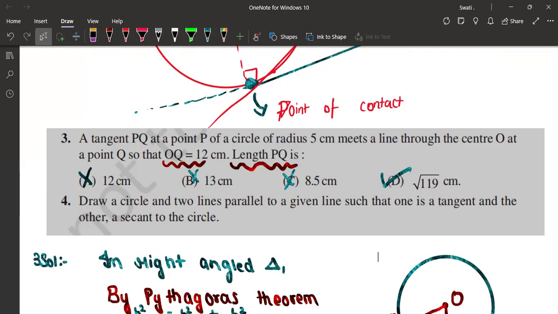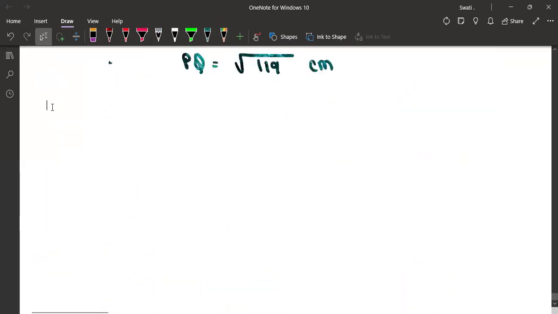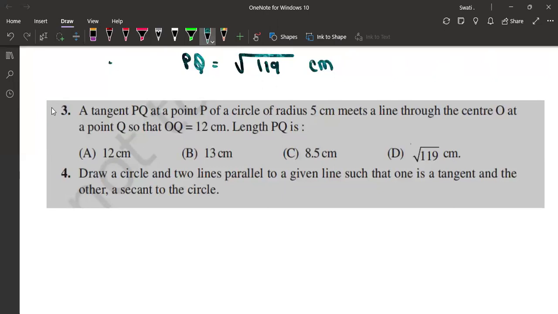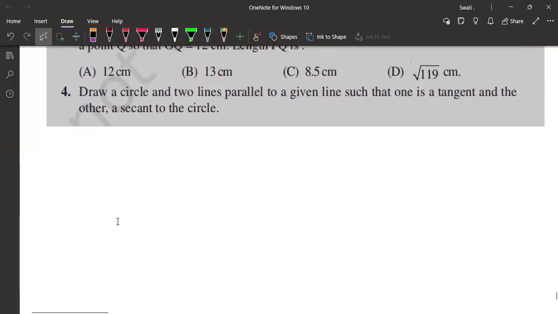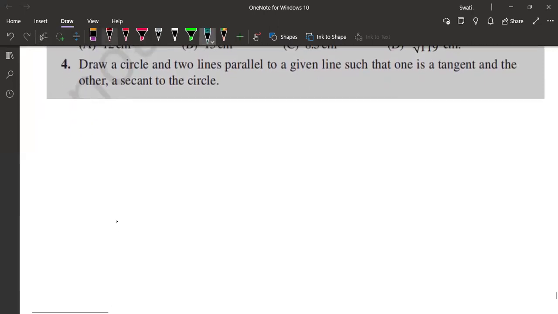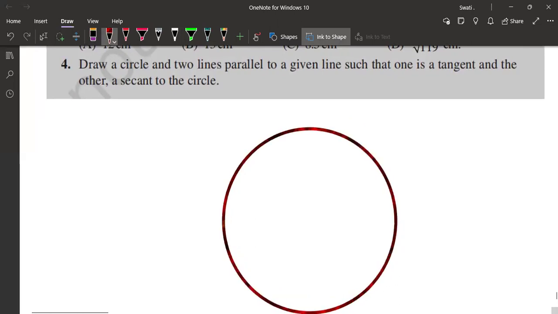Manya, draw a circle and two lines parallel to a given line such that one is a tangent and the other a secant. It's very simple. I'll just tell you the question again. So it says, Manya, draw a circle. So let's first draw a circle, right? Let me go a little down so that I have proper space. So we have to first draw a circle. So the circle is this.